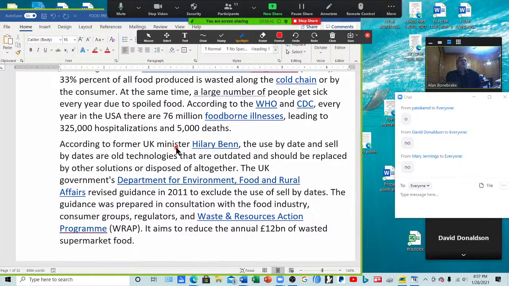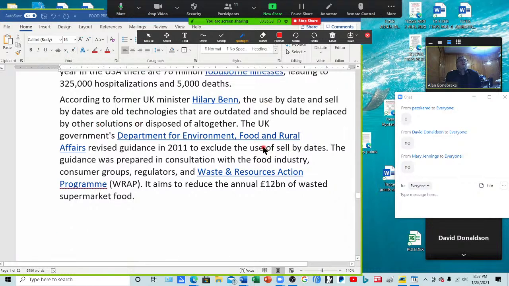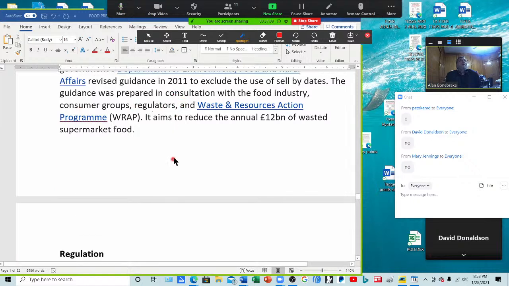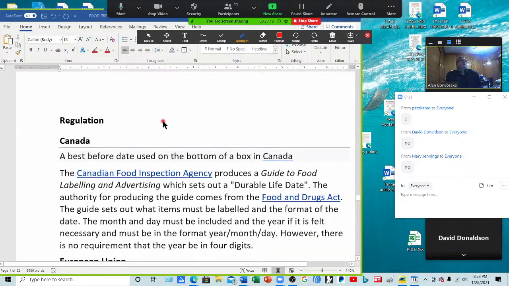According to former UK Minister Hilary Benn, the use-by dates and sell dates are old technologies that are outdated and should be replaced by other solutions or disposed of altogether. The UK government's Department of Environment, Food and Rural Affairs revised guidance in 2011 to exclude the use of sell-by dates. Guidance was prepared in consultation with the food industry, consumer groups, regulators, and the Waste and Resources Action Program. It aims to reduce the annual 12 billion of wasted supermarket food.